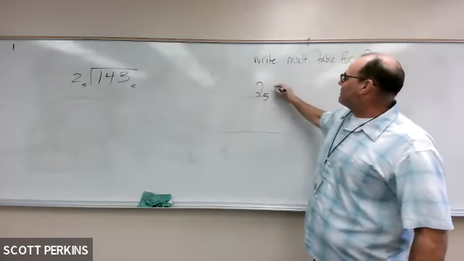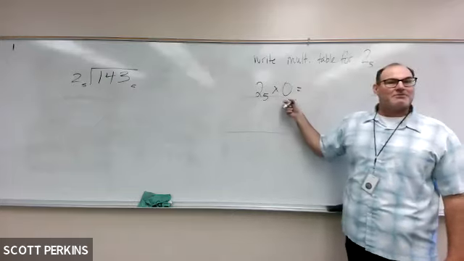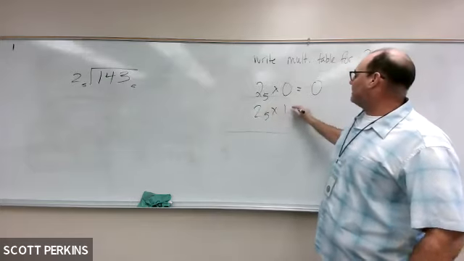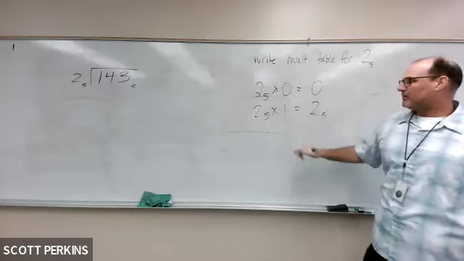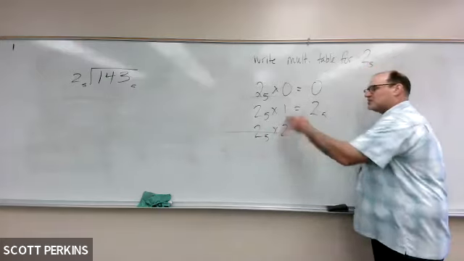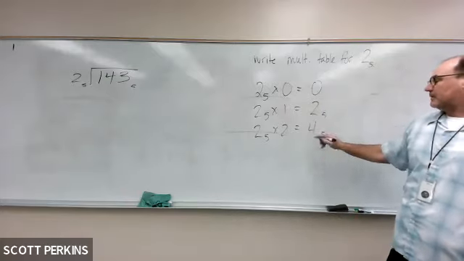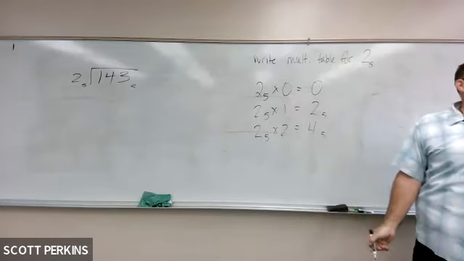So 2 base 5 times 0. Well, I love multiplying by 0. What's 2 times 0? 0. Okay. 2 base 5 times 1. Well, 2 times 1 is 2. That's 2 base 5. 2 base 5 times 2. 2 times 2 is 4. 4 is not a full group of 5, so I'm just going to write 4. And I'm doing this for each of the digits in base 5.